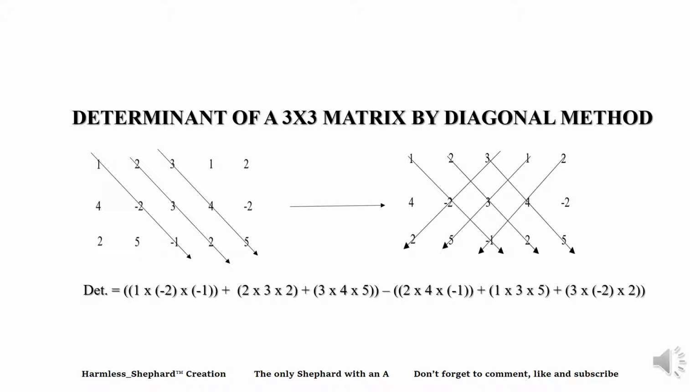We'll see, first of all, we'll multiply 1 times minus 2 times minus 1, plus 2 times 3 times 2, plus 3 times 4 times 5, minus, go to the fifth column, 2 times 4 times minus 1. From the fourth column, 1 times 3 times 5. And from the third column, 3 times minus 2 times 2.